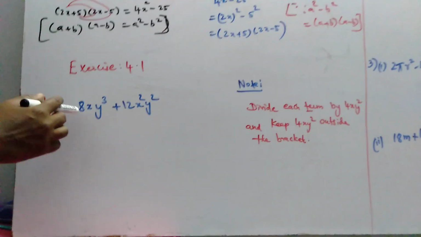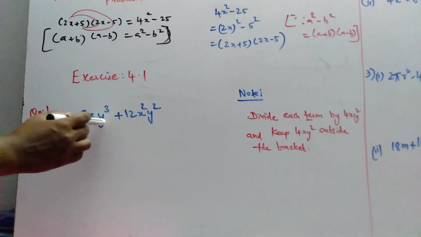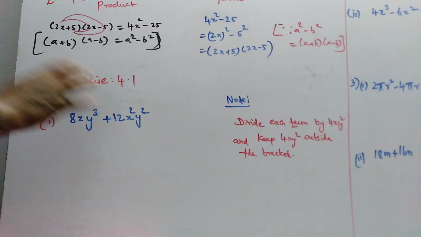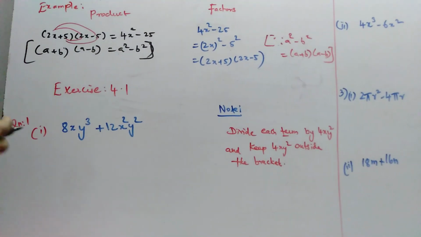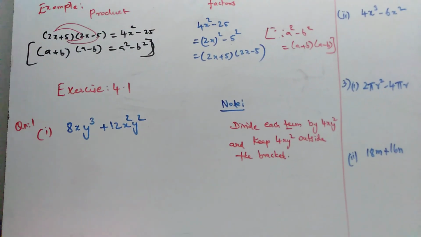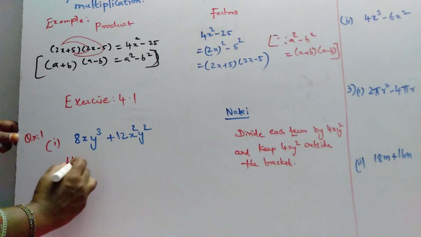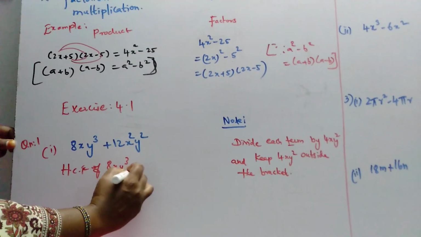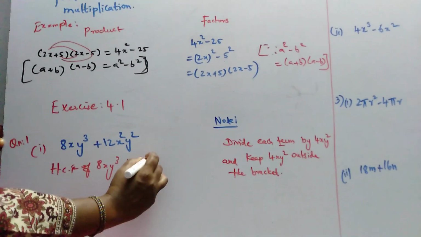The question number 1 is 8xy cube plus 12x square y square. So what we are supposed to do here is find the HCF of the two terms, the HCF of 8xy cube and 12x square y square.